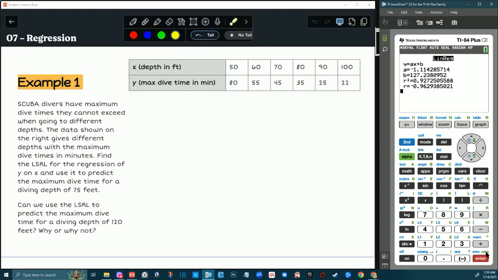And you'll notice here it gives me a value for a and a value for b. So when I write that down, my equation is y hat equals, and then a is the thing in front of the x, negative 1.114x, and then plus whatever my b is. And I can see from my calculator my b is 127.238.